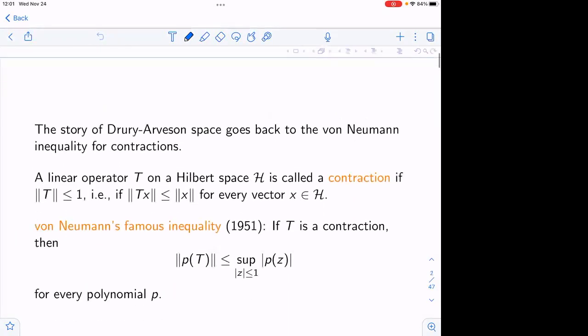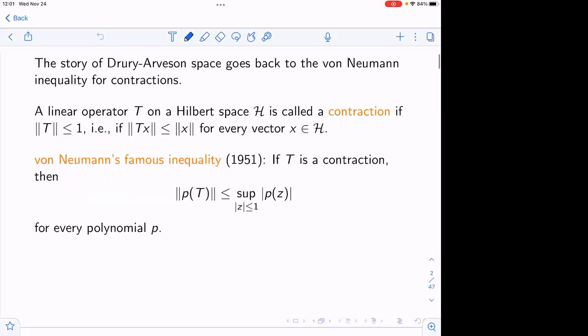Okay, so the story of the Drury-Arveson space goes back to the fundamental inequality for contractions. I think that's a situation that everybody is familiar with. So this is an inequality that goes back to 1951. If you have a contraction, and you apply a polynomial to it, its norm is dominated by the supnorm of the polynomial on the unit disk.